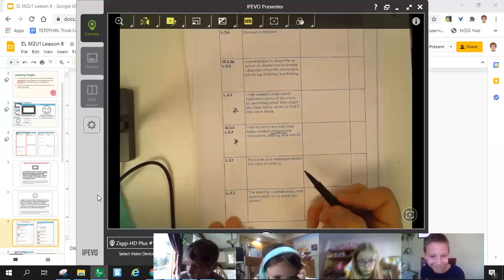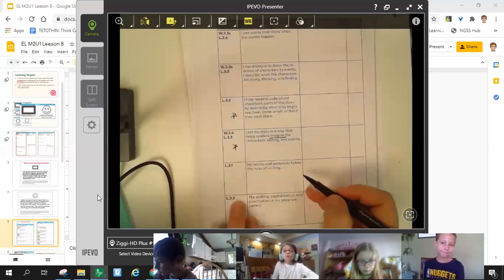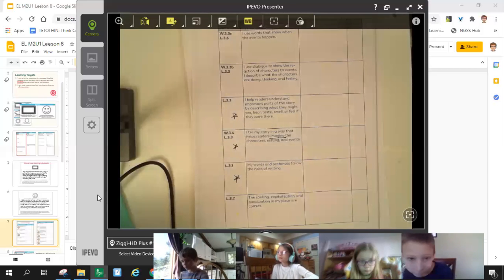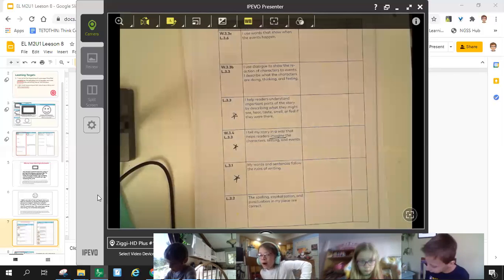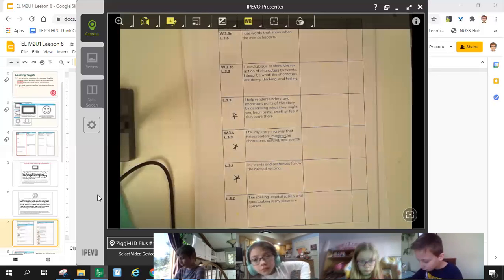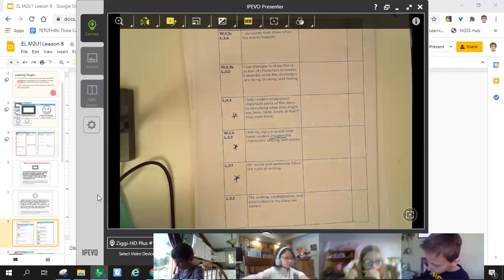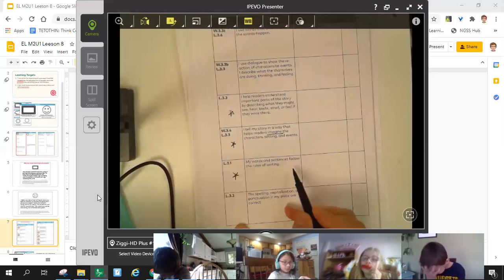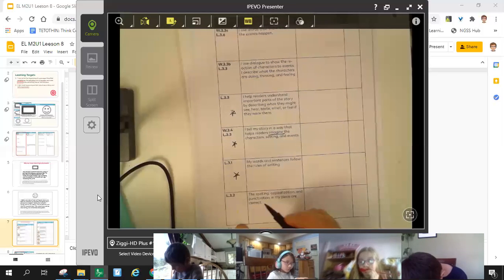All right. Last two sections here. My words and sentences follow the rules of writing. All right, what should be at the beginning of every sentence, friends? Beginning of every sentence should have a capital, right? Every sentence should have a capital. What should every sentence end in? Some sort of punctuation, right? Some sort of period, perhaps, and so forth. All right, or maybe even an exclamation mark in some of our sentences. Right? So thinking about our rules of writing, spelling, capitalization, and punctuation are correct.